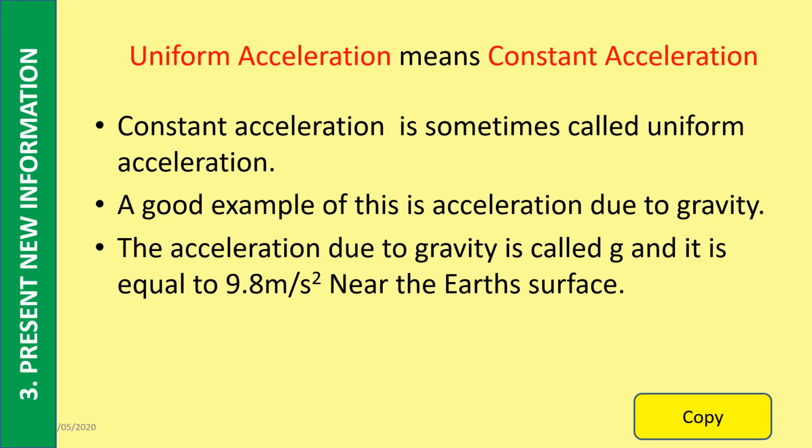When something is speeding up or slowing down at a constant rate, we call this constant acceleration. It's also sometimes called uniform acceleration. A good example of this is the acceleration due to gravity. The acceleration due to gravity is called g, and it is equal to 9.8 meters per second squared near the Earth's surface. So everything on the surface of the Earth or close to the surface of the Earth is subject to this acceleration.